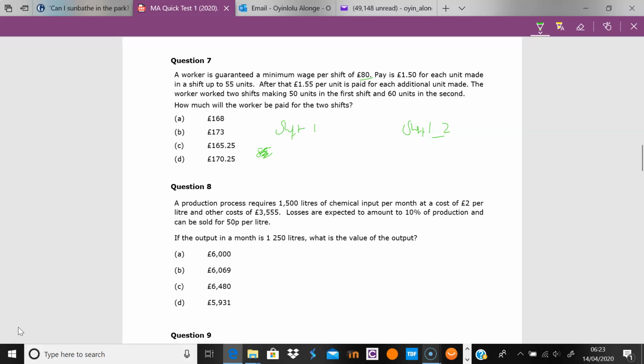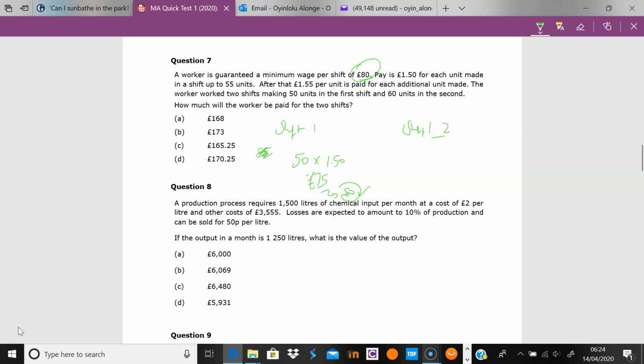So basically, he makes 50 units in the first shift. So here he just gets the £1.50, which is technically 75, right? But he's guaranteed at least 80. So we know that definitely this is going to go up to 80. So this is the figure here for shift 1.